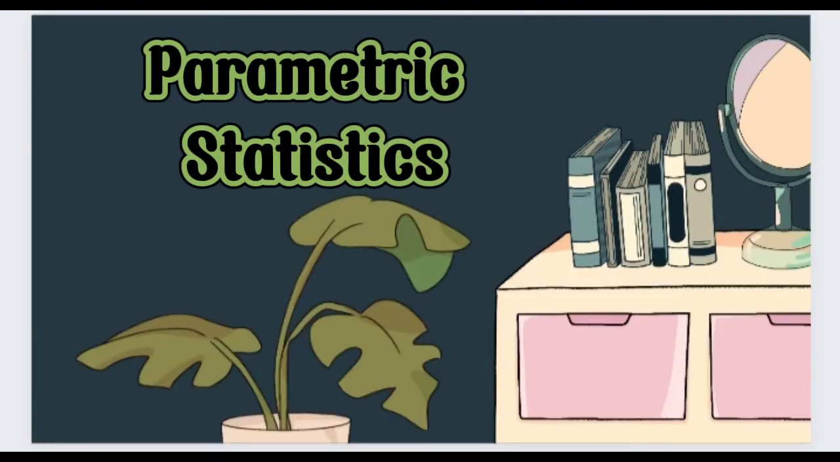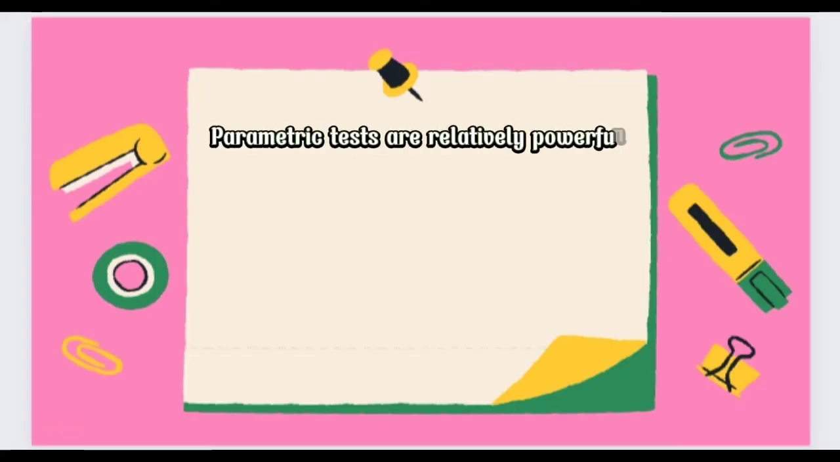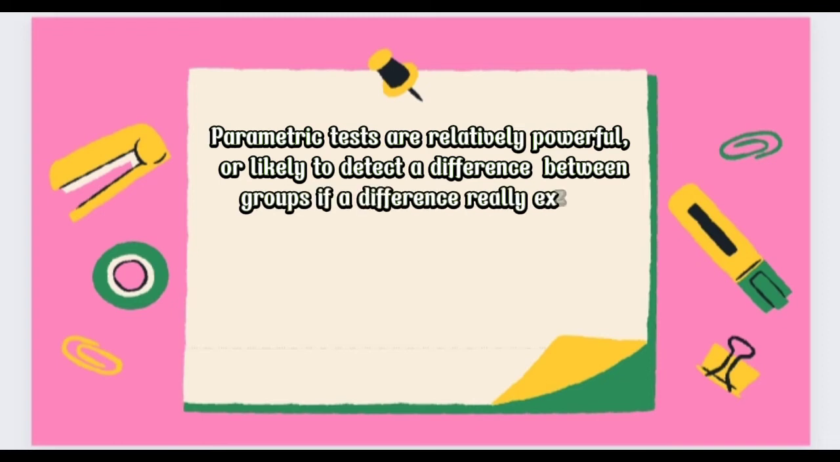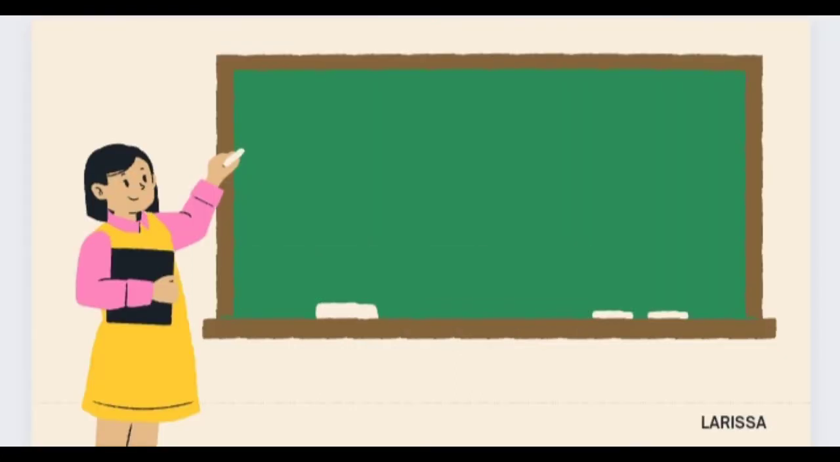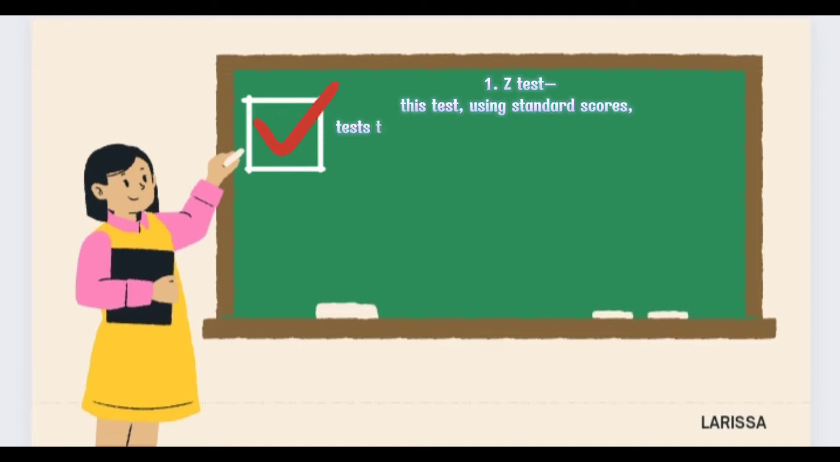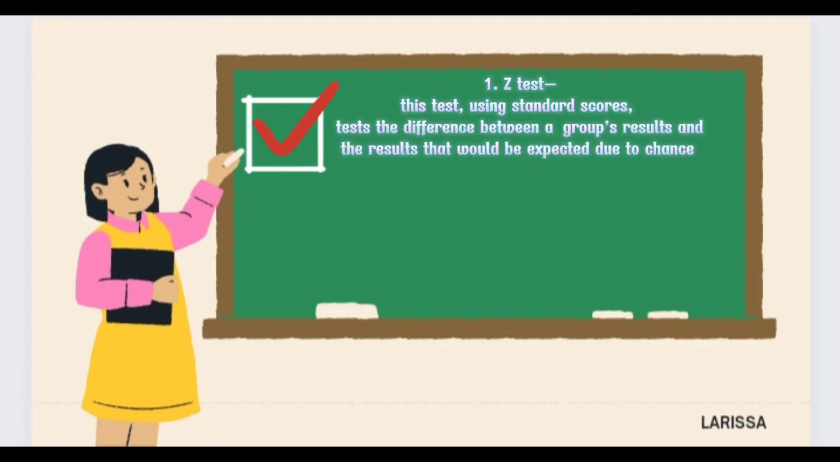Parametric statistics. Parametric tests are relatively powerful, or likely to detect a difference between groups if a difference really exists. In other words, the power of a test is directly related to its ability to eliminate false null hypotheses. Some examples of frequently used parametric tests include the following. 1. Z-test. This test, using standard scores, tests the difference between a group's results and the results that would be expected due to chance alone.